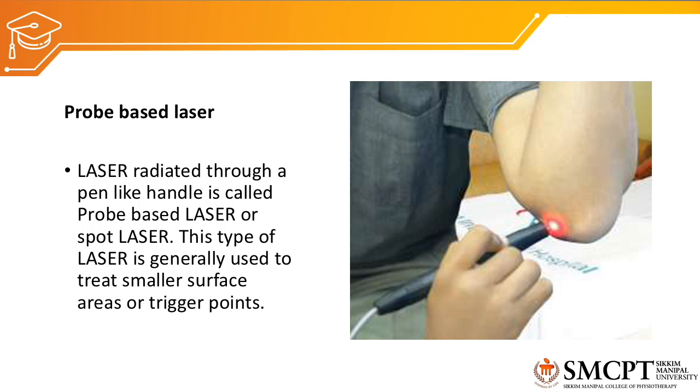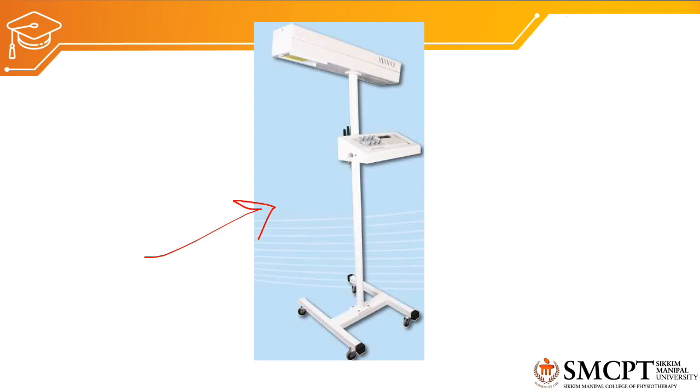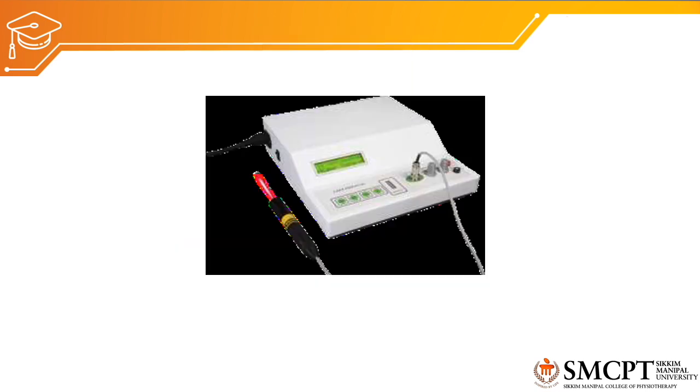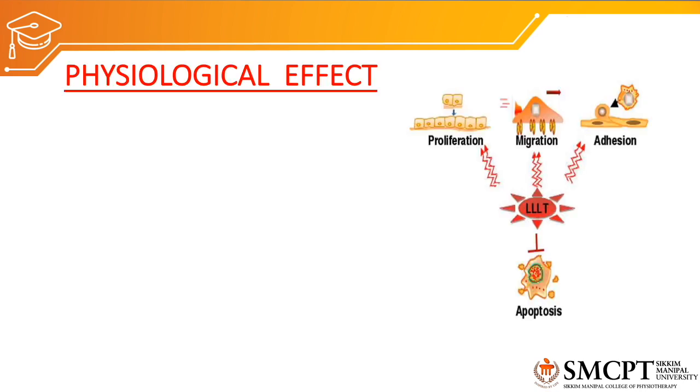Next type of laser is called probe based laser. So laser radiated through a pen like handle is called probe based laser or spot laser. This type of laser is generally used to treat smaller surface areas or trigger points. For example, in this picture, this probe based laser is used to treat the medial epicondyle inflammation. This is the scanner based laser, and this one is the probe based laser which we have in our department. Now moving on to physiological effect of laser.